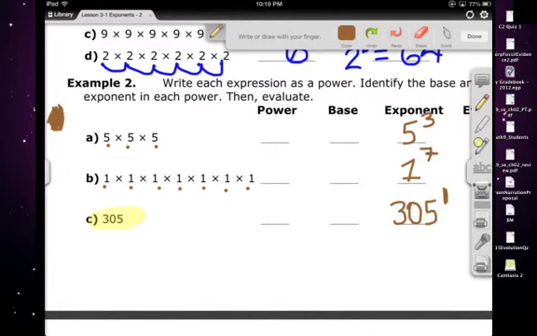The base will work backwards. This one was a 5, this one was a 1, and this was 305. The understood power, since you couldn't see one here, is the first power, then the seventh power, and the third power.